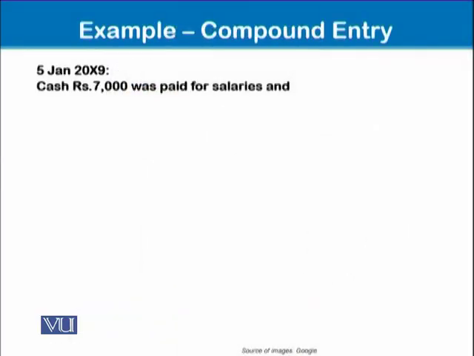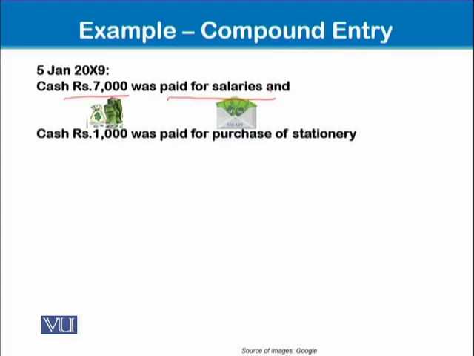Let's see an example. On 5 January 2009, cash rupees 7,000 was paid for salaries. Okay, cash is being paid for salaries, and on the same day we are paying cash 1,000 for purchase of stationery. Okay, so if we analyze this, obviously these are two transactions.